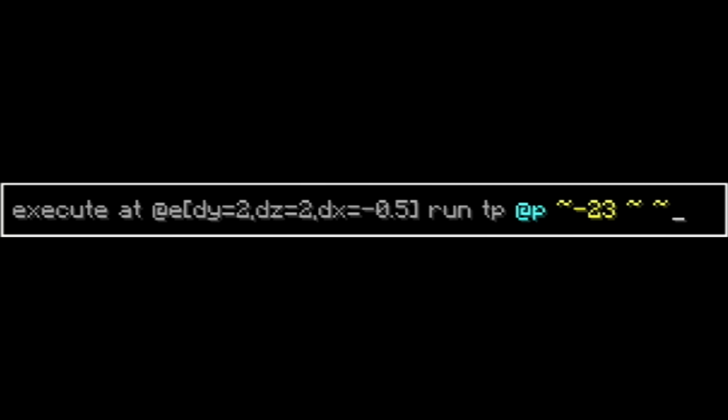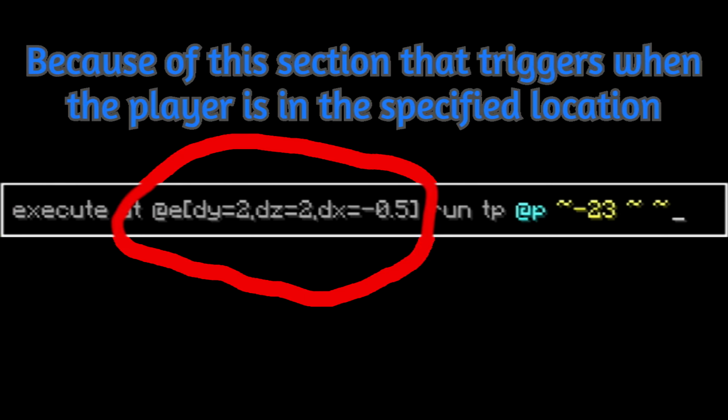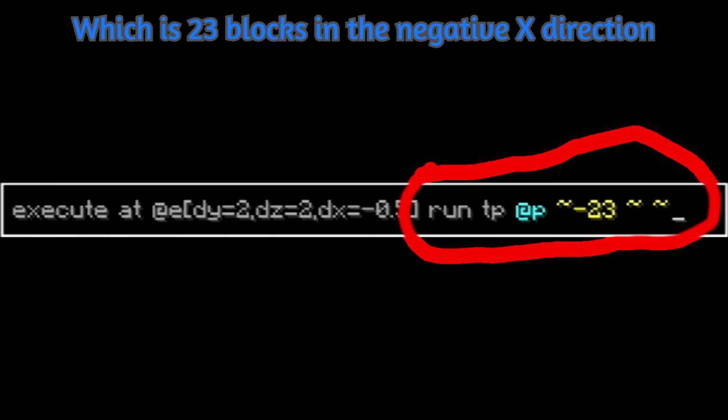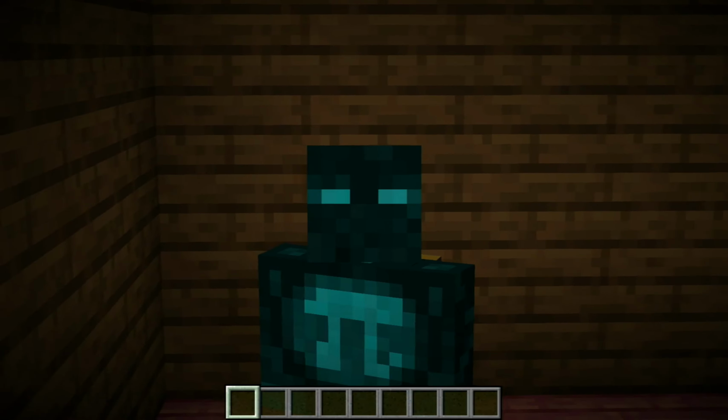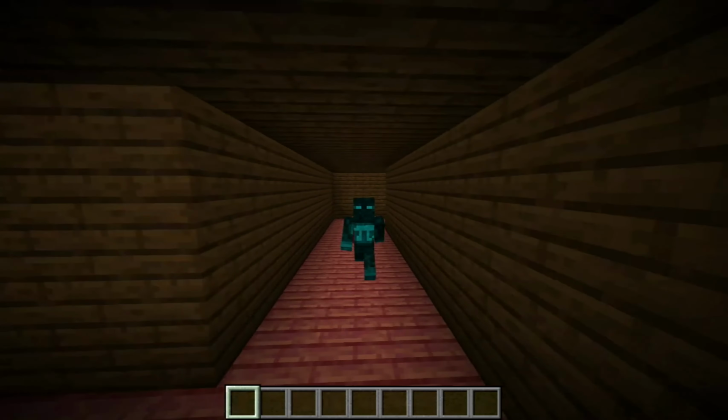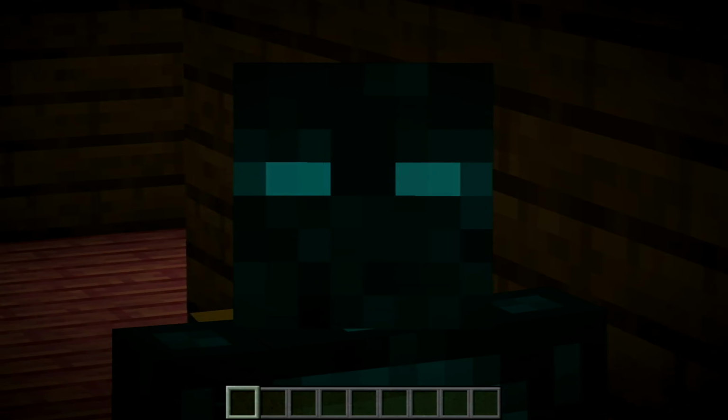Now, it may seem complicated at first, but it's actually incredibly easy to understand. The execute at section means that the command will be executed as if it was situated at the targeted entity, which in this case is Steve. So, since the command is being executed from the player, all we need to do is run a teleport command that teleports the player to the exact position on the other structure. You see, making a true non-Euclidean engine is hard, so what we do here is just make it look like one. Here's another example of this.